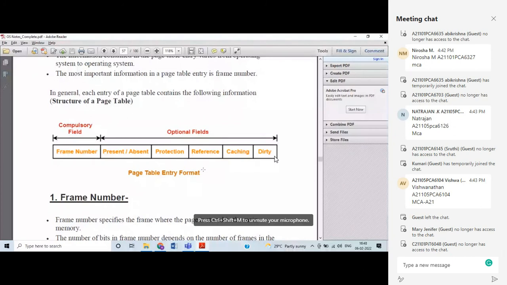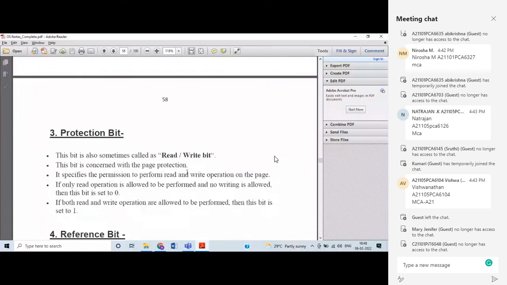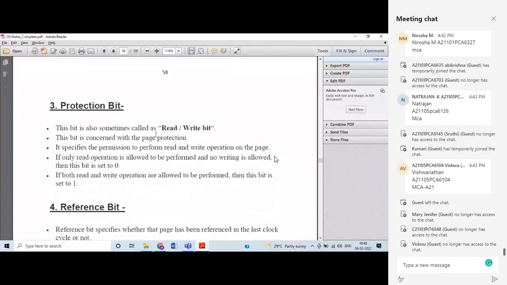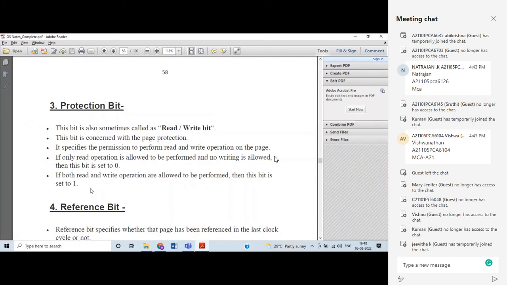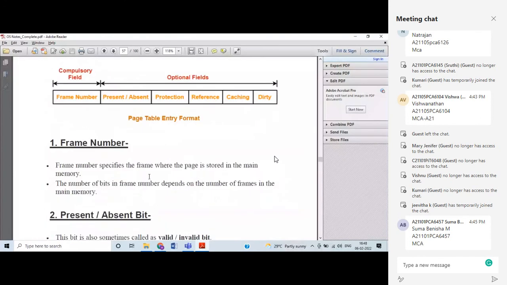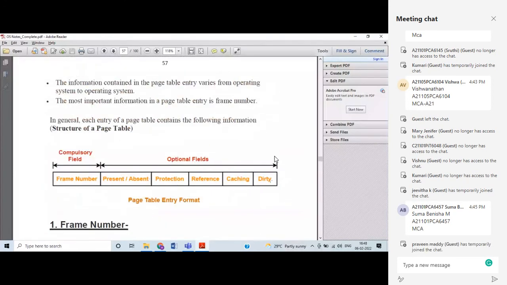So the present or absent bit will tell you whether that particular page is present in the main memory or not. And the protection bit means what? This bit is sometimes called the read or write bit. இங்க வந்து if only read operation மட்டும் allow பண்ணனும்னா the bit will be set to 0. இல்ல both read and write operation allow பண்ணா this will be set to 1. This is called the protection bit.